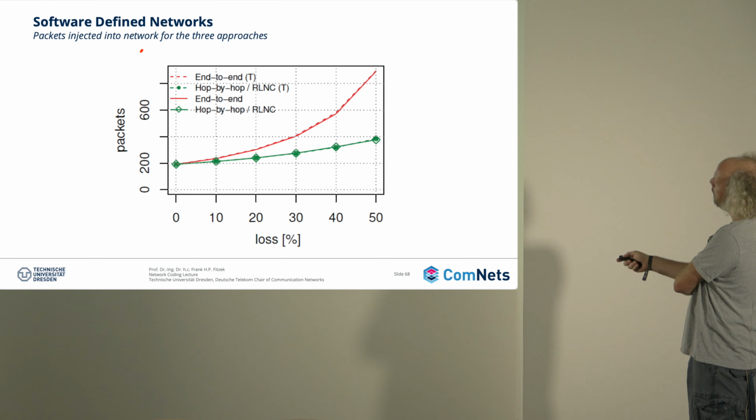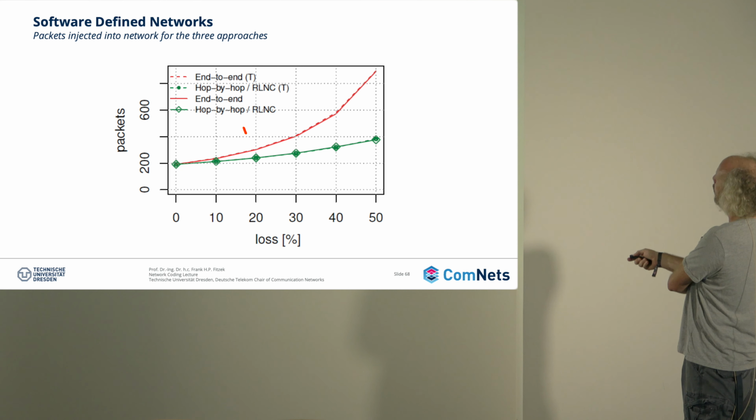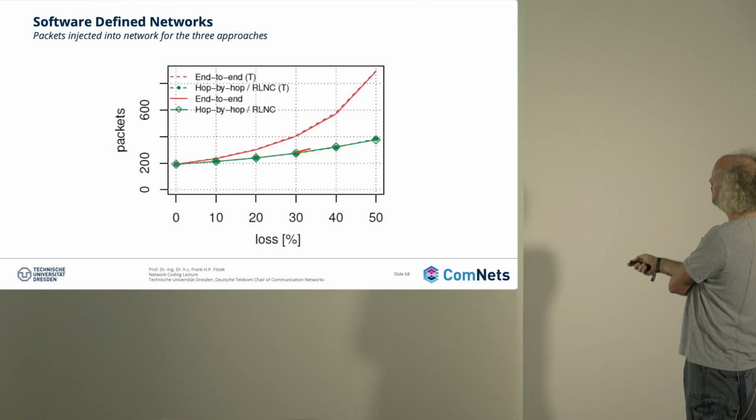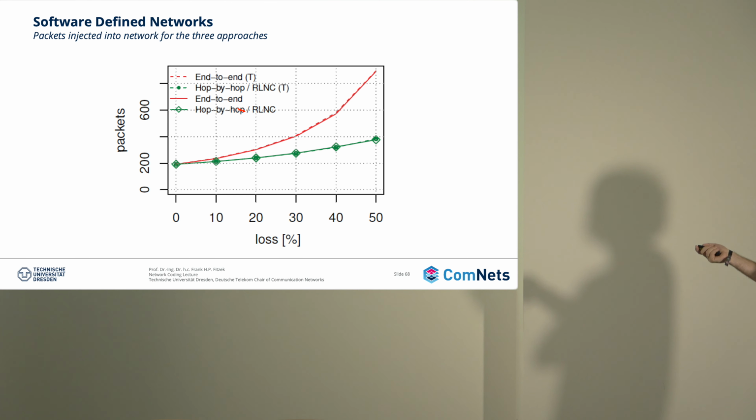And then you look at the number of packets over the losses, and you see end-to-end goes up, while hop-by-hop and RLNC are more or less the same. And they're exactly the same, okay? And this one is theoretical, and the other one is measurement. So for the number of packets, the theory and the measurement match perfectly.